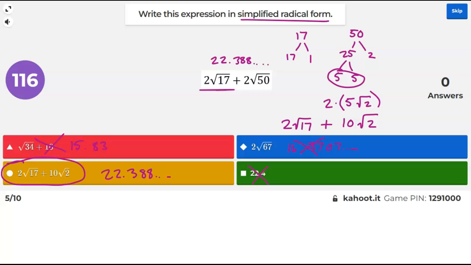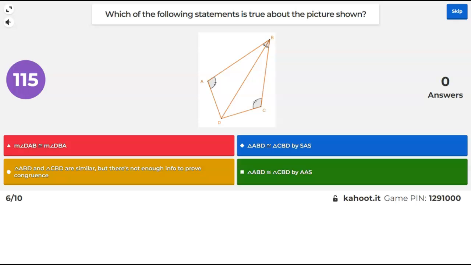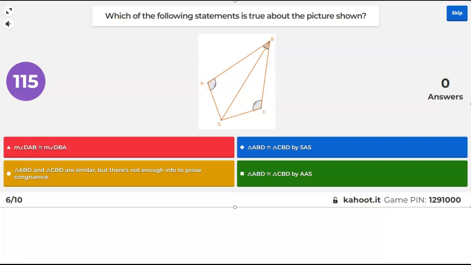Problem number 6. Which of the following statements is true about the picture shown? Okay, so it looks like we may have some congruent triangles here, possibly. We have 2 congruent angles marked up here. And then you also may remember we have this line that's shared in common, a coincident line. And we have that reflexive property that says an object is congruent to itself. So essentially we have an angle, and a line, an angle, and a side, and then an angle, and a side.